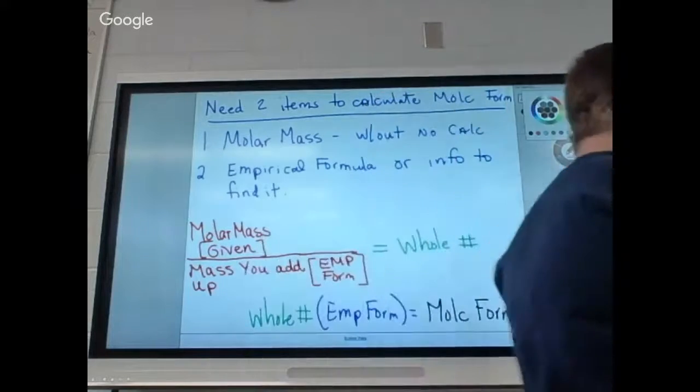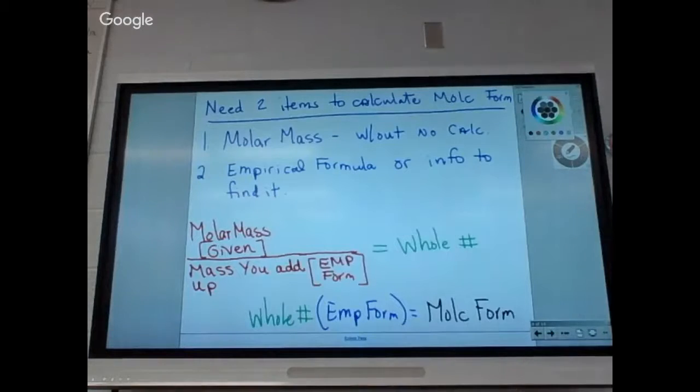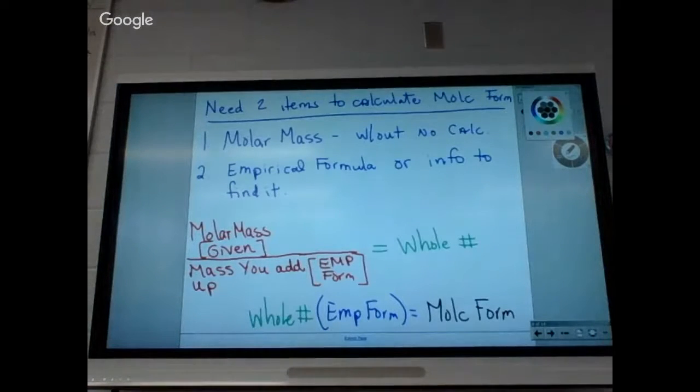So if the empirical formula was reduced by 2, you multiply the whole formula by 2, and you get the molecular formula. If it was reduced by 4, you multiply it by 4, and you get the molecular formula. The most common thing it's reduced by is a 2.